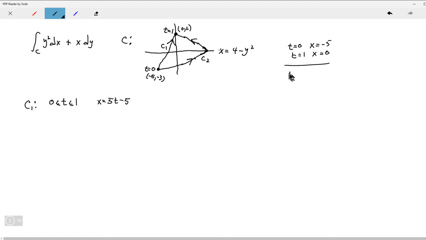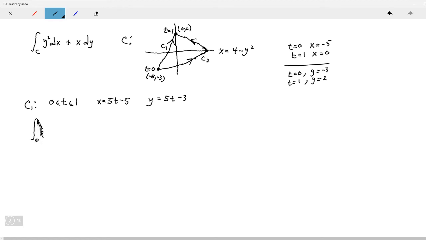When t is 0, y needs to be negative 3. And when t is 1, y needs to be 2. So again, I can take those 2 points and write the equation of a line. And when I do that, I get y equals 5t minus 3. Okay, so I'm able to parameterize this linear path in terms of t. So then I can write my line integral here all in terms of t.